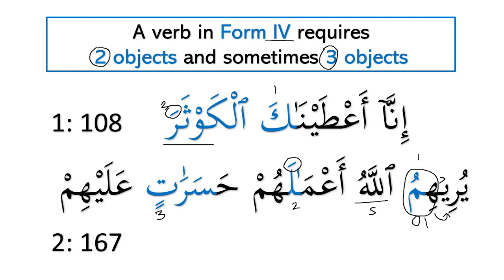Does someone remember? Because this is for the feminine plural. So muslimatun, muslimatin, muslimatin. Hasaratun, hasaratin, hasaratin. So whenever we have atun, atin, atin, the marfu will always be with tanween, and mansub and majroor. Please remember, mansub and majroor will always be with kasratain. So that's why we say that this is mansub. So him is number 1, a'malahum is object number 2, and hasaratin is object number 3.